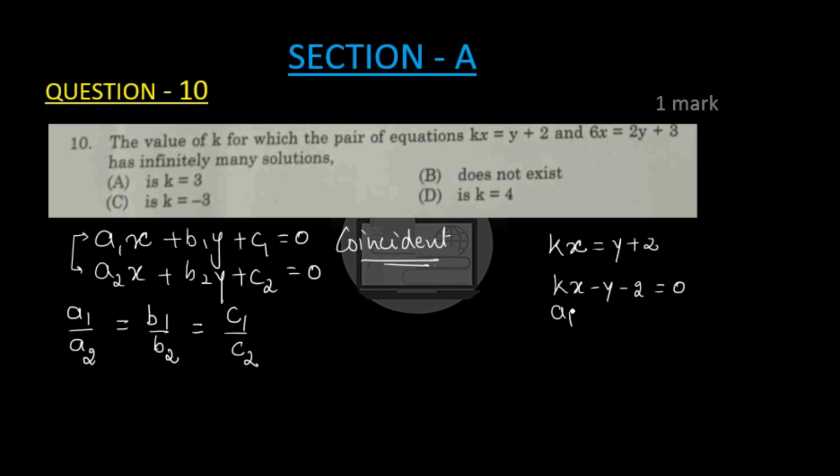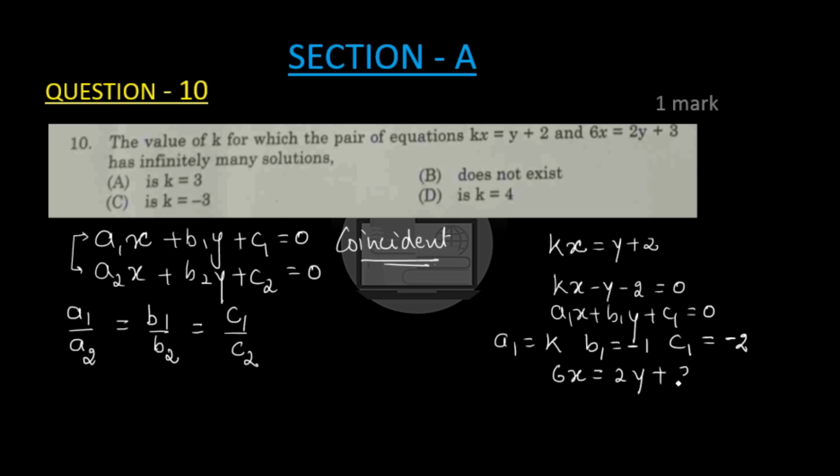Okay, I will write a1x plus b1y plus c1 equals to 0 and get the value of a1 as k, b1 as negative 1 and c1 as negative 2. Fine. Now let us take the other equation. 6x is equal to 2y plus 3. So bring all the terms to the left hand side and you get this equation, and this is a2x plus b2y plus c2 equals to 0. So what are the values of a2? a2 is 6, b2 is negative 2 and c2 is negative 3.